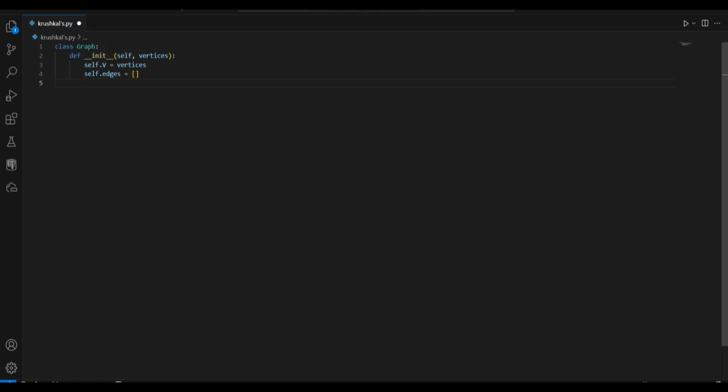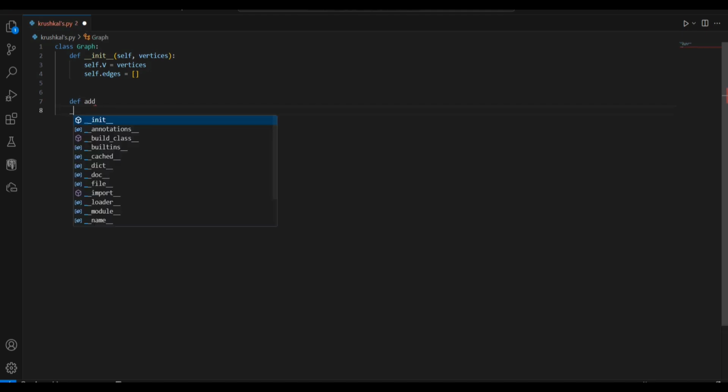This encapsulates the graph related data and operations. The self.v holds the number of vertices in the graph. Next, self.edges stores the edges of the graph as a list of u, v, weight, where u and v are the vertices connected by the edge with a given weight.